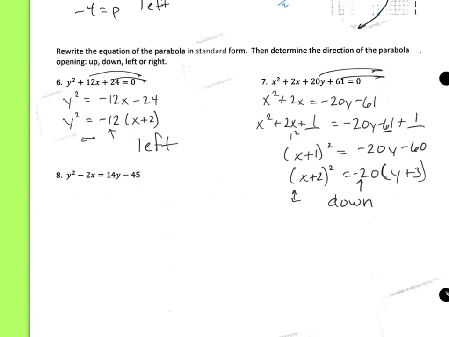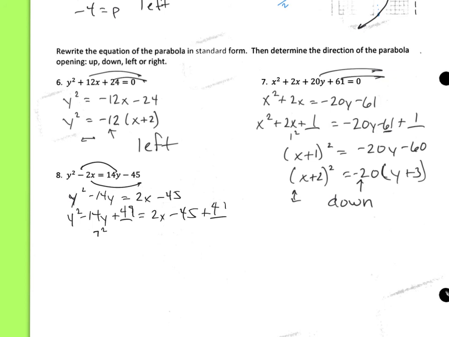Last one. Again, I'm going to keep that y squared on the left. And so that means the 14y has to come over here and join it. So we have y squared minus 14y. Negative 2x is going to get added to the other side, and the negative 45 is still there. Now we do have to complete the square. So I'm just going to set this up again so that I have room for that. This is a minus 45 plus blank. Half of 14 is 7. 7 squared is 49. We're going to add 49 to both sides.